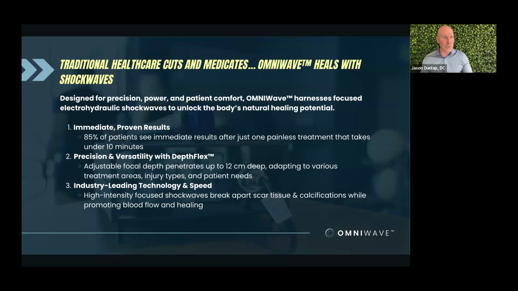I've been able to treat a lot of stress fractures. We have an in-house x-ray, and we will x-ray and then treat over the area. I was not able to treat over the area with traditional focused or definitely not radial. It was just way too painful. Now I can treat over the area.